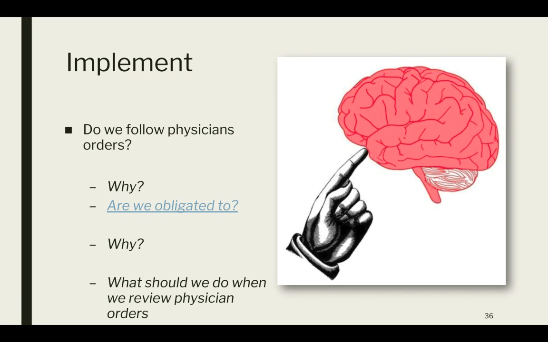If we see something in the chart that the doctor or provider has ordered that doesn't make any sense, ask for clarification. That is advocacy. Sometimes that means not doing the task. Sometimes we just need to understand why it's happening, why they've ordered that. So what are we doing when we review physician orders? We are questioning whether or not it makes sense. Is this going to improve the well-being of the patient? If not, or if we don't know, we need to seek order clarification.